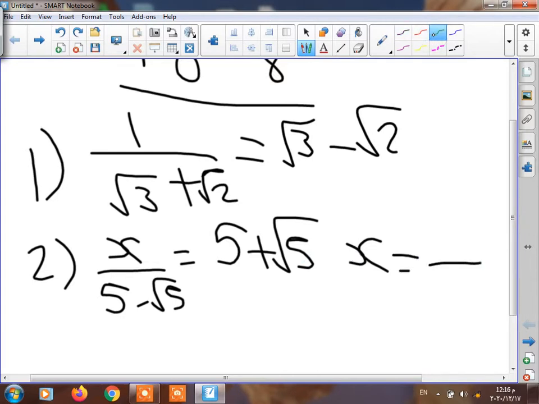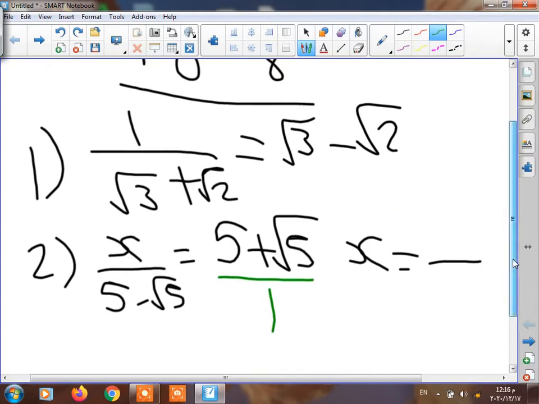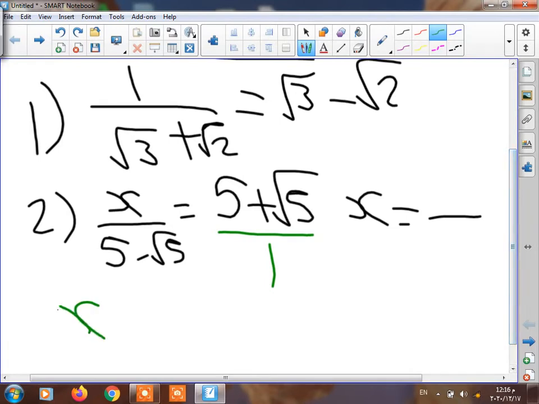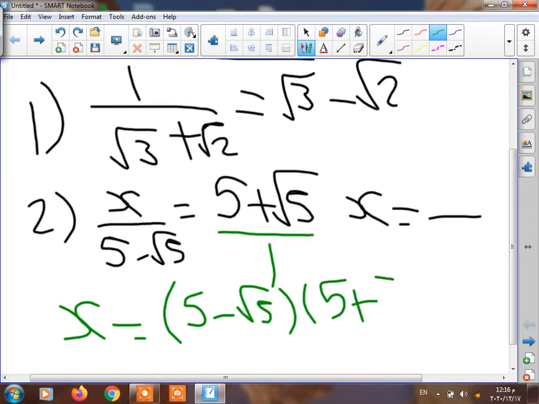To find the value of x, consider that over 1 and make cross multiplication. Cross multiplication, we have x equals between braces 5 minus root 5 times 5 plus root 5. We have two braces like each other, the difference between them only the sign. That means we have a difference between two squares and we can find the result by using the calculator or first power 2 minus second power 2.